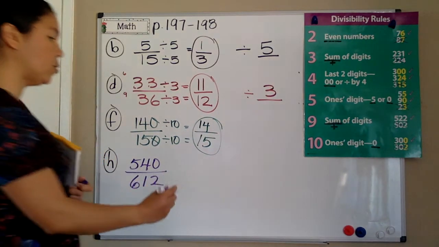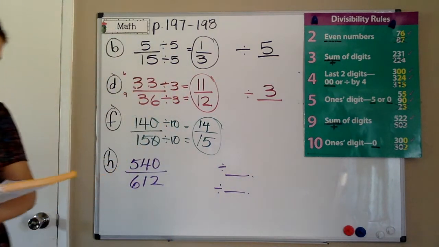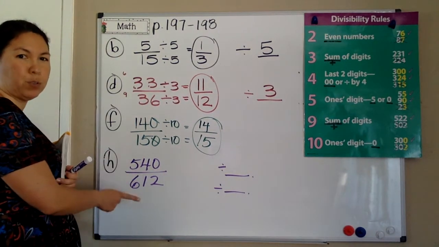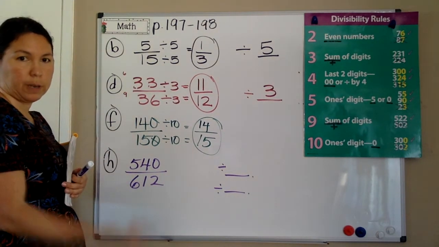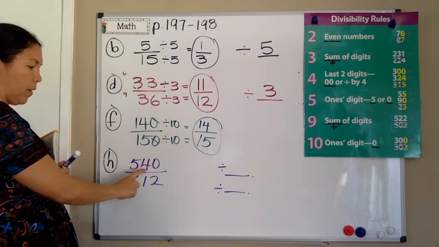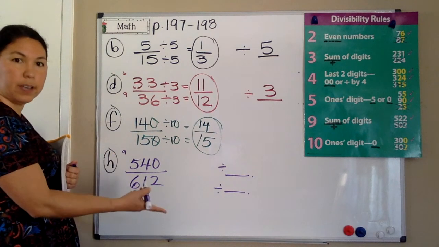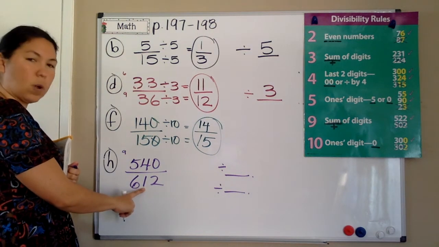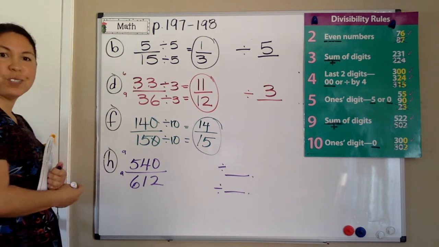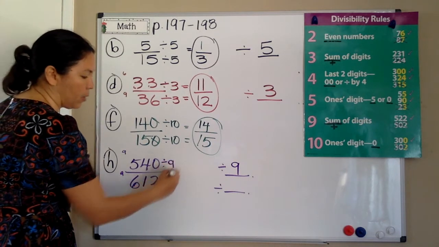Okay, so we do have 2 numbers to divide by here. Okay, so we got to do it twice. So let's look at our ending numbers. They both don't end in 0, otherwise 10 would have worked. Let's try 9, adding up the sums. What's 5 plus 4? Oh, that's 9, so that will work. Let's see if this one adds up to a multiple of 9. 6 plus 1 is 7. 7 plus 2 is 9. Hey, look at that. So since we got 9s on both of those, we can divide them by 9. So let's do that first.